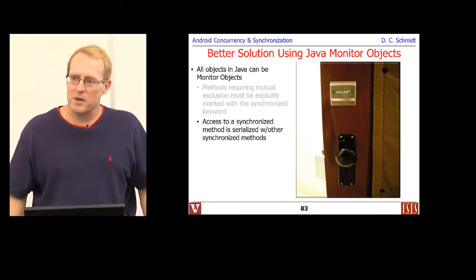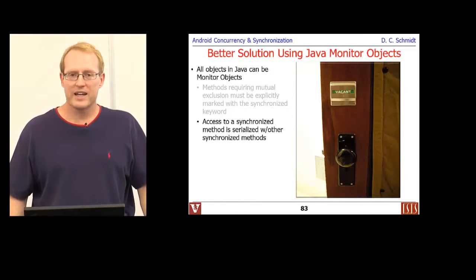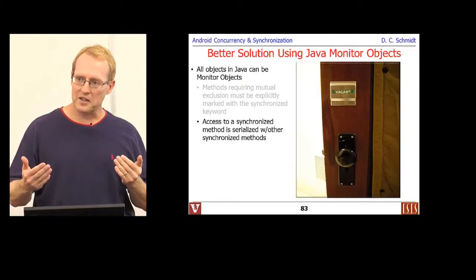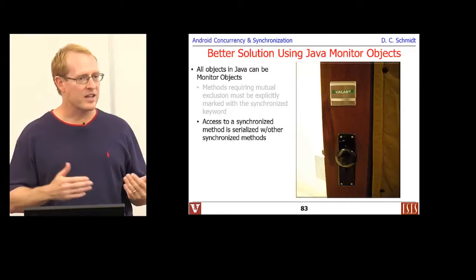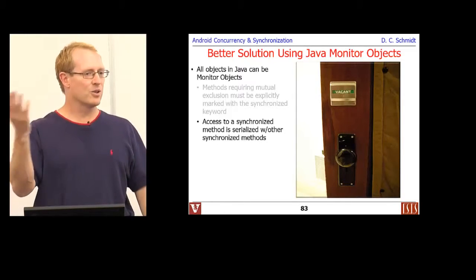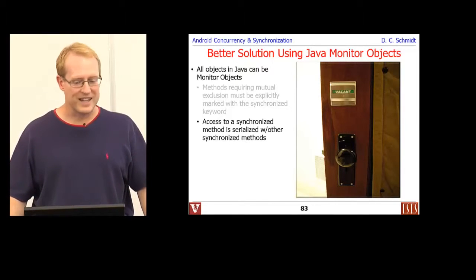So synchronized methods basically take turns. It's kind of like using a restroom in an airplane where you have this mutual exclusion. If you want to get to the restroom and it's vacant, then you can come in and you close the door and it becomes occupied. And when you're done, you leave and it becomes vacant again. So it's kind of a one person at a time kind of model.